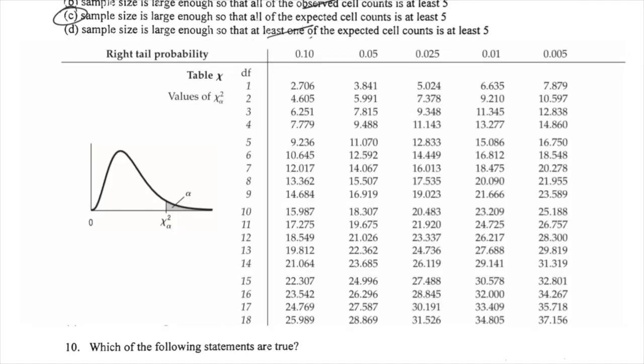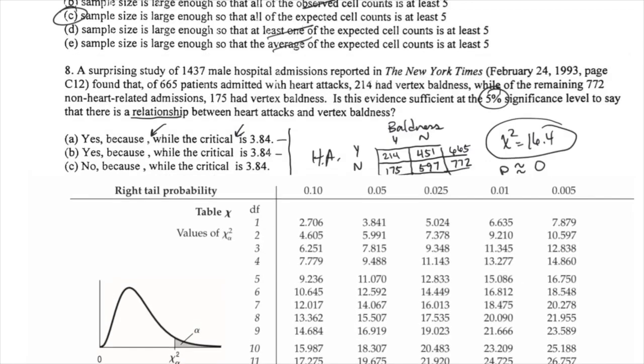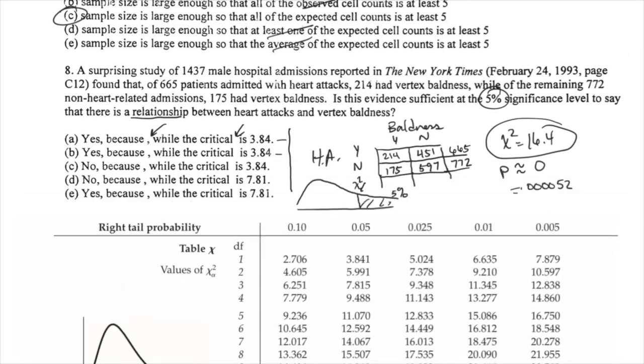Okay, so at this point, how many degrees of freedom do we have? Well, it's going to be 2 minus 1 times 2 minus 1, because that's rows minus 1 times columns minus 1. This is going to be a degree of freedom of 1. And so what I'm going to do, I'm going to look at my table. This is the chi-squared table, right? So make sure that you have the right table values.